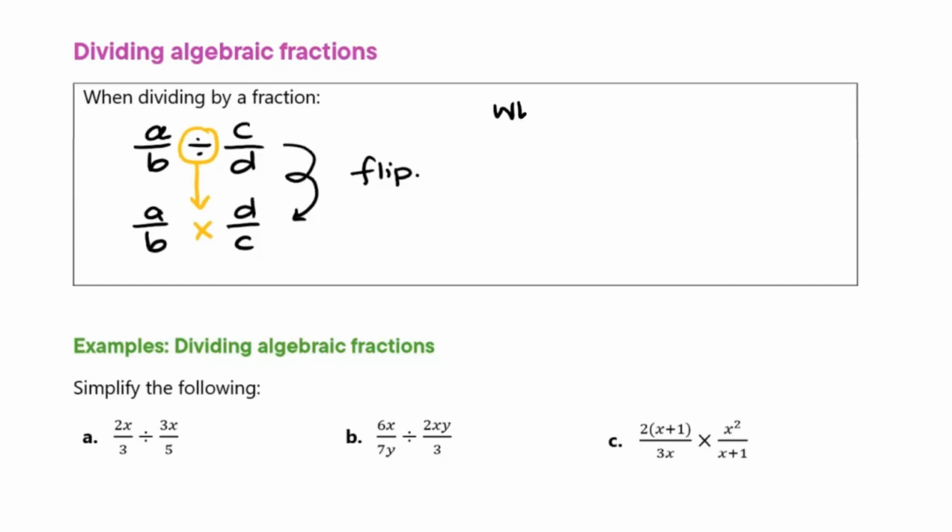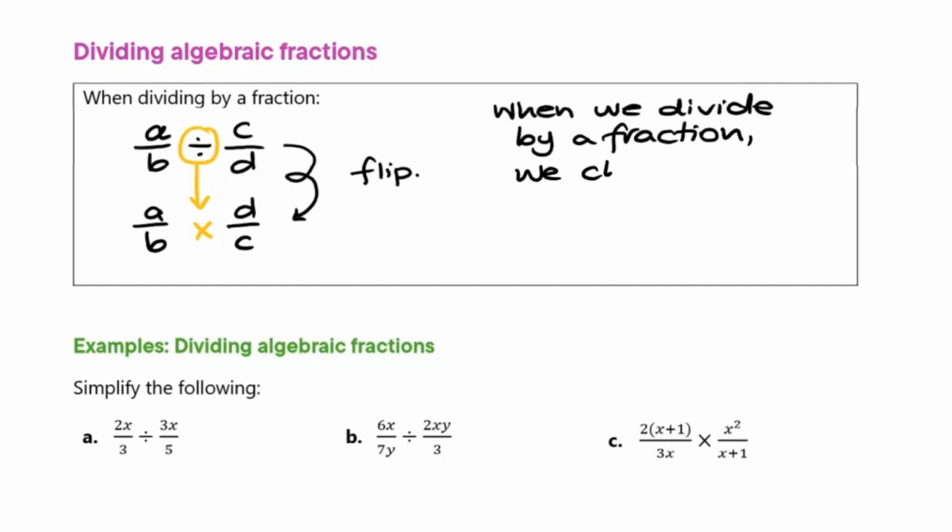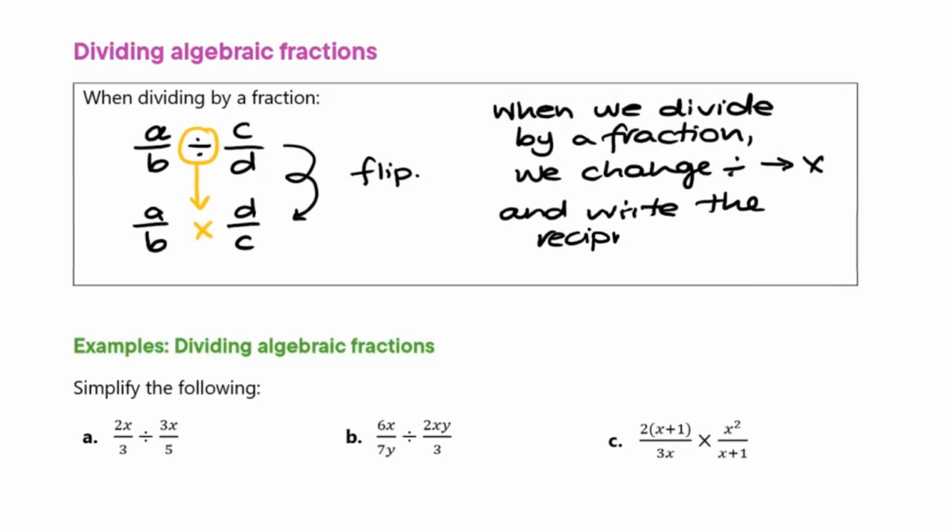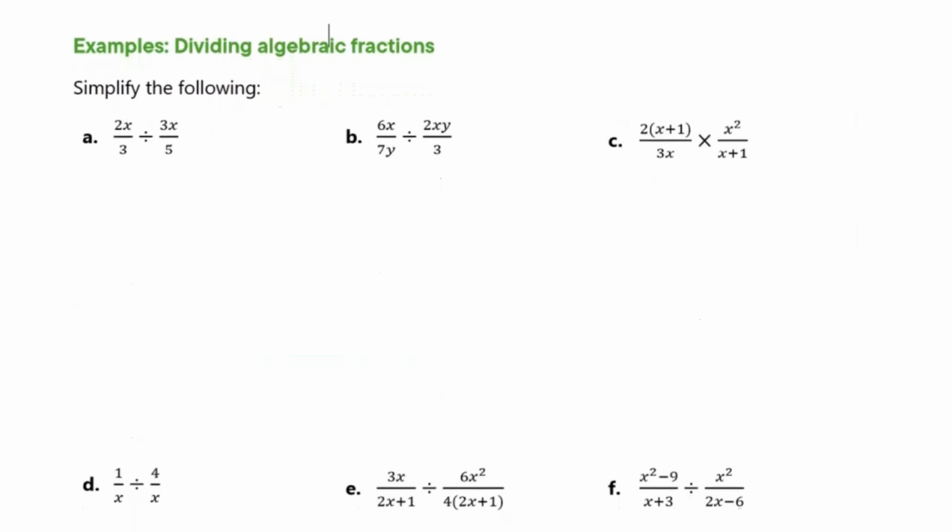So let's make a note. When we divide by a fraction, we change division to multiplication sign and write the reciprocal of the second fraction. So reciprocal, again, is that special word we use to represent when we have the flip of a fraction, or a fraction turned upside down. So that's the first thing I like to do. Always do the reciprocal or the flipping first before you start getting into it.